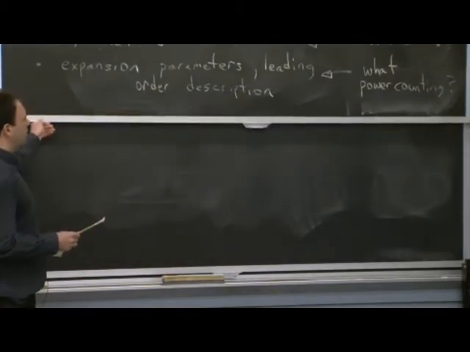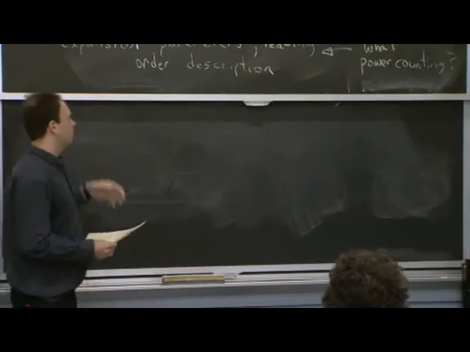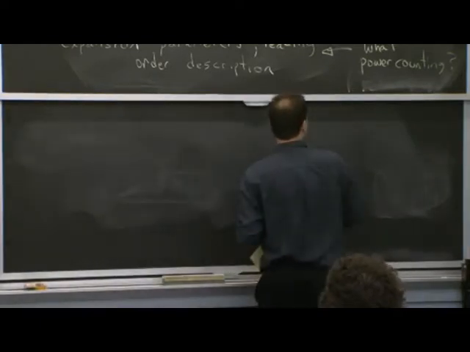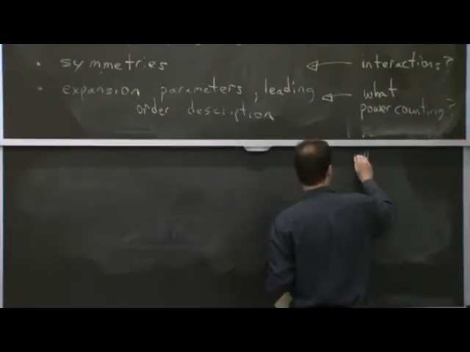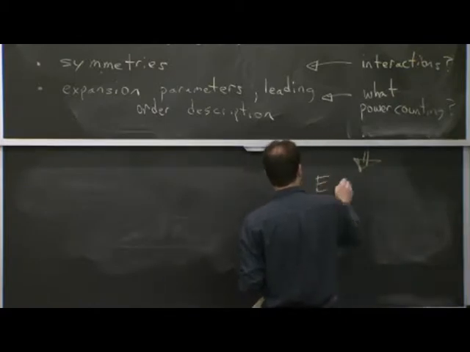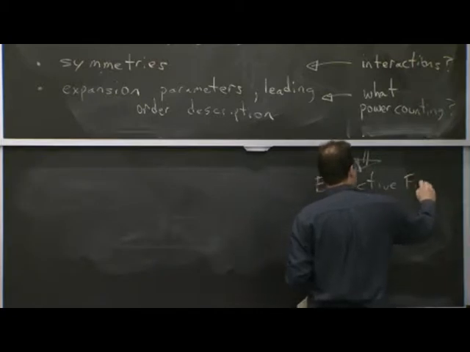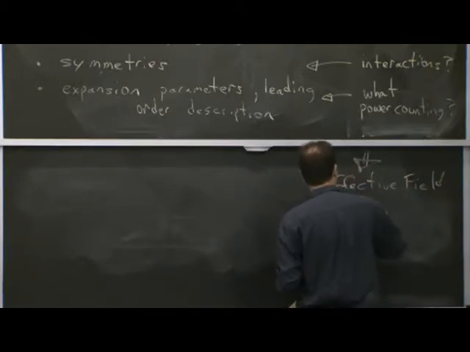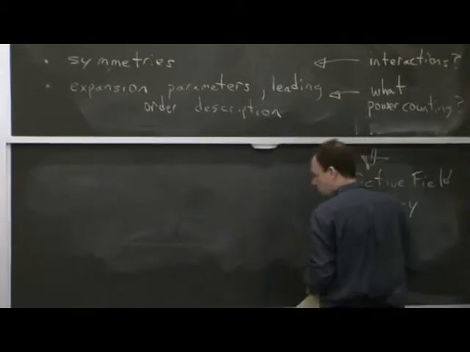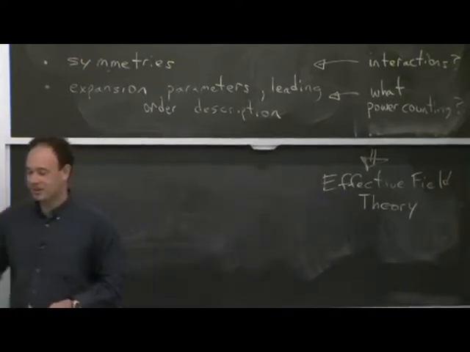And if you take those three things together and you figure out the leading order description, then you have an effective field theory. You write down a Lagrangian for it. Should try to use some color.